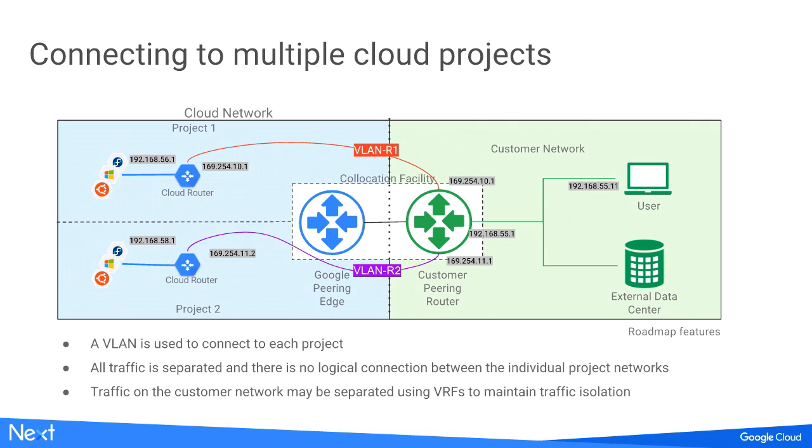So what you do is you can have a project with a cloud router here and another project with a cloud router here. There's VLAN tagging that separates the traffic between those two projects, and on your side you would do VRFs to separate the traffic on your enterprise network. So this gives you one link into Google, but multiple projects using that link and having traffic separation across those multiple projects.